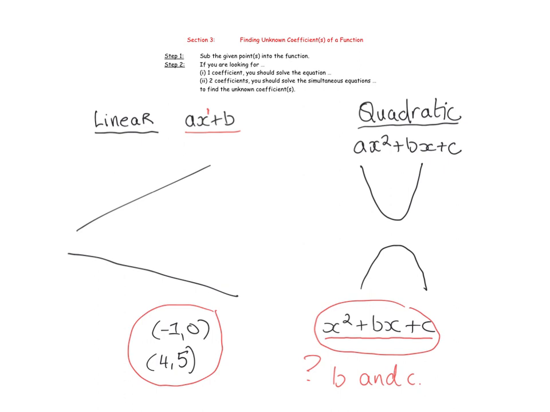The first step is you sub in the given point into the function. And then for the second step, there's two possibilities. If you're given a function that has one coefficient, you should just solve the equation. However, if you're given a function that has two coefficients, you need to solve it using simultaneous equations. And if you solve those simultaneous equations, you'll get the two unknowns. Now, we should be fine with simultaneous equations as well. We saw them in the algebra chapter. We also saw them in the coordinate geometry of the line chapter. So there are two places we've seen simultaneous equations before. However, I am going to go through exactly how to solve them in this video.